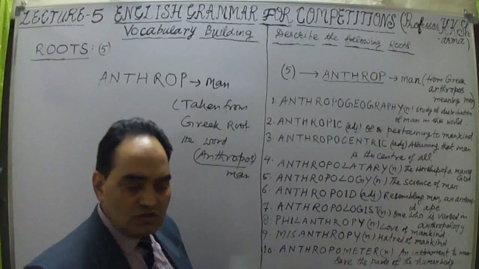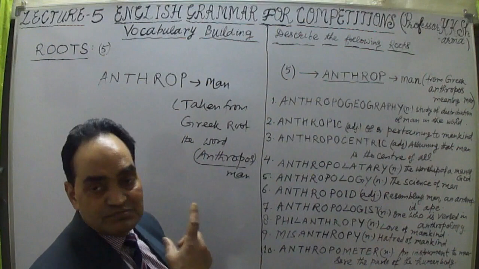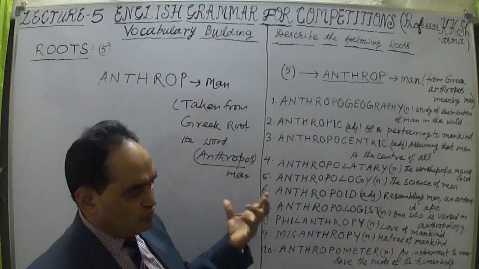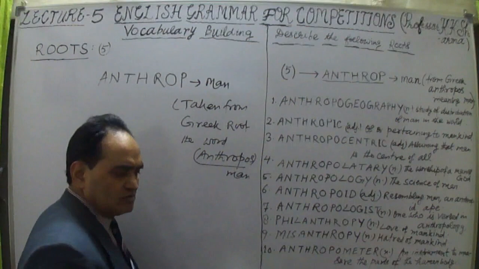Wherever you find a word that includes this basic root, anthropo or anthrope, that means man. You will find that the word is related to man. What is the value of this? What is the benefit of studying roots?